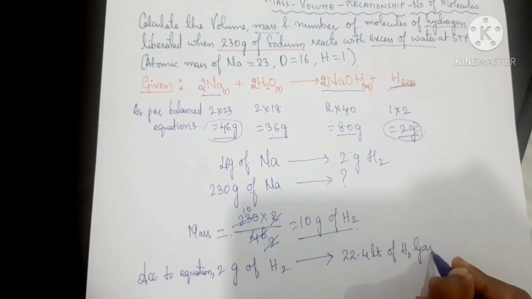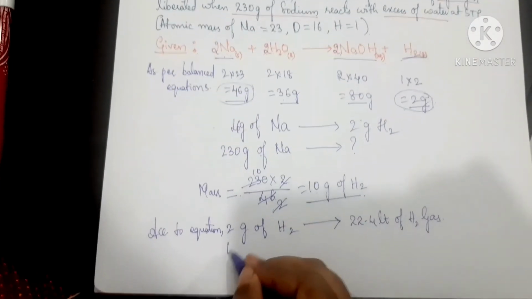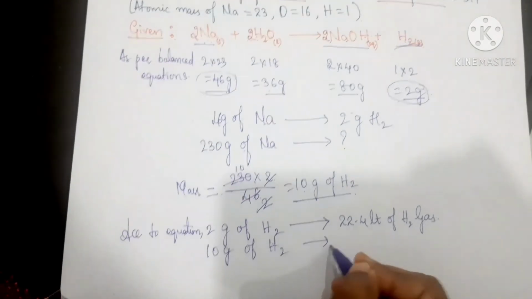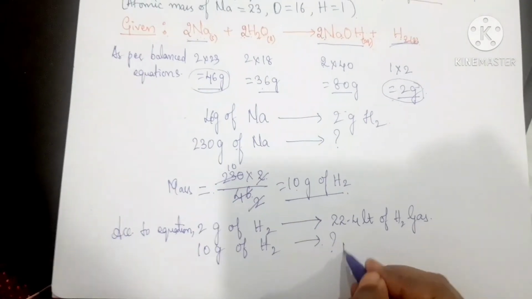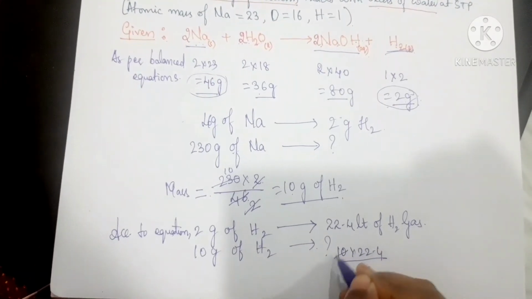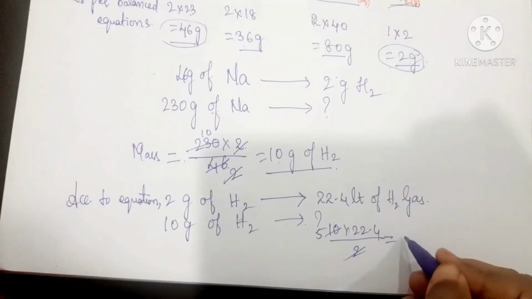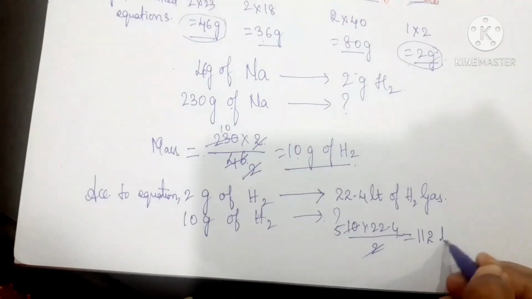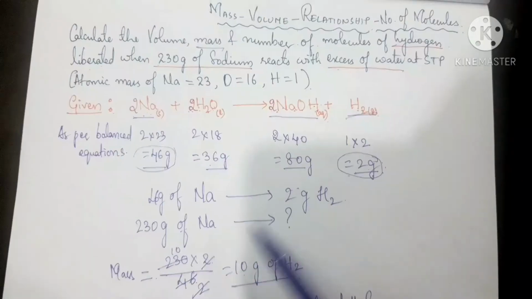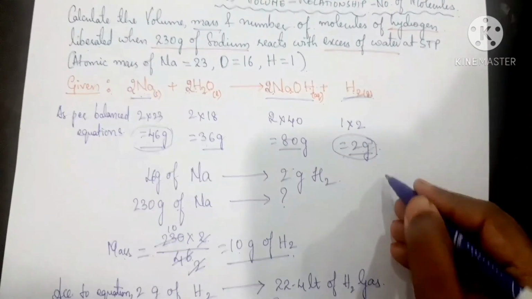As I have said, volume is applied only to the gaseous state. In the same way, according to the equation, 10 grams of hydrogen, how much? We need to do the same calculation: 10 into 22.4 liters by 2 grams, 2 ones are 2, 5 twos are 10, when I multiply this, 112 liters. Mass we have found, volume we have found, now only the number of molecules.